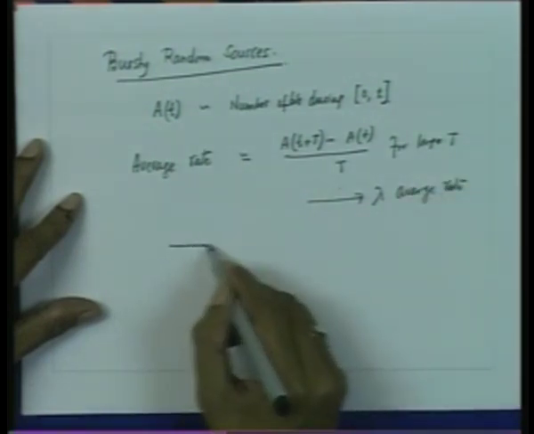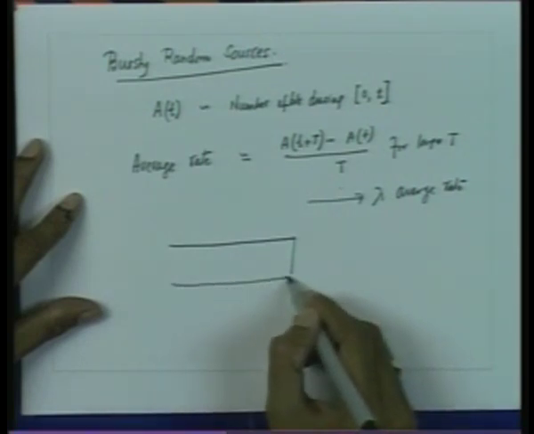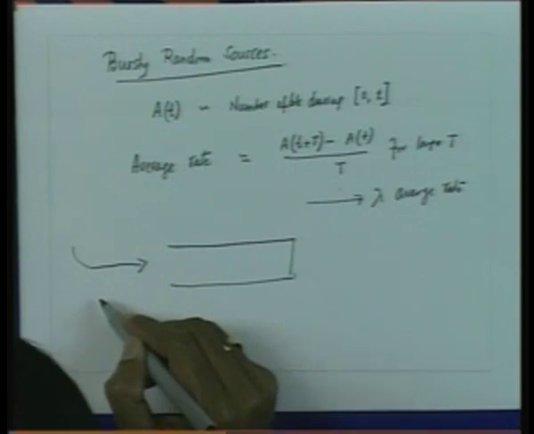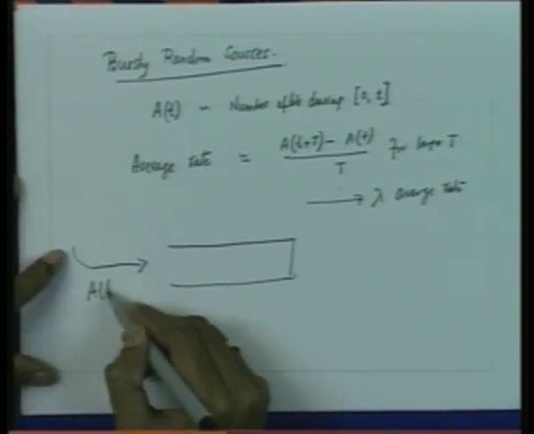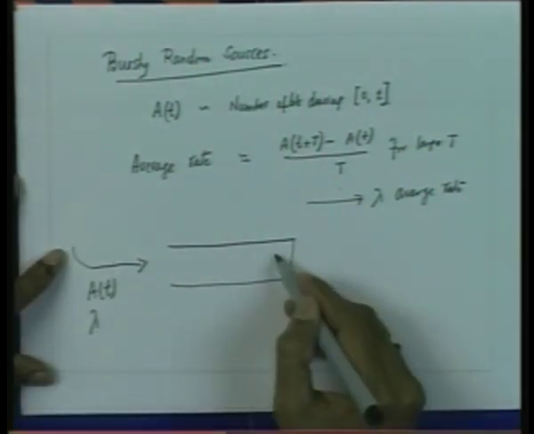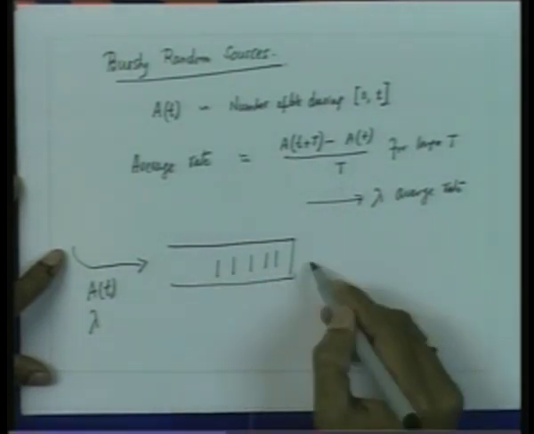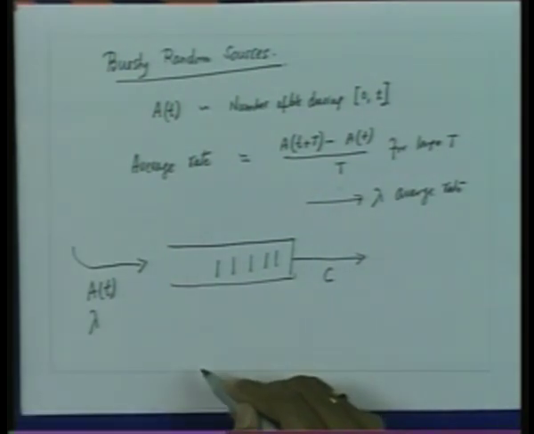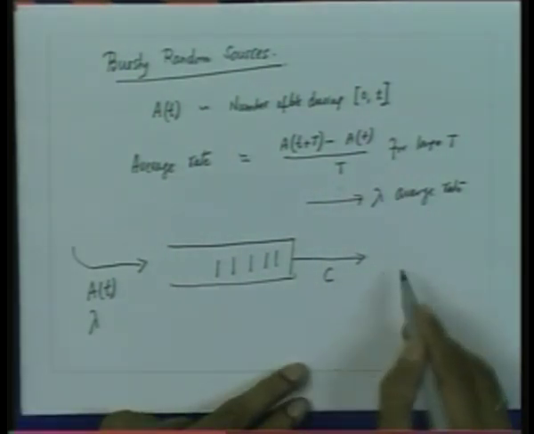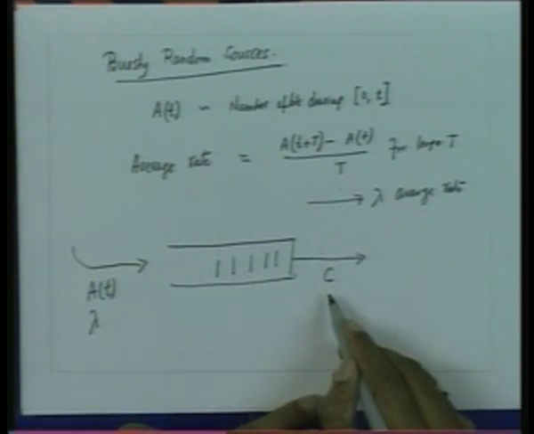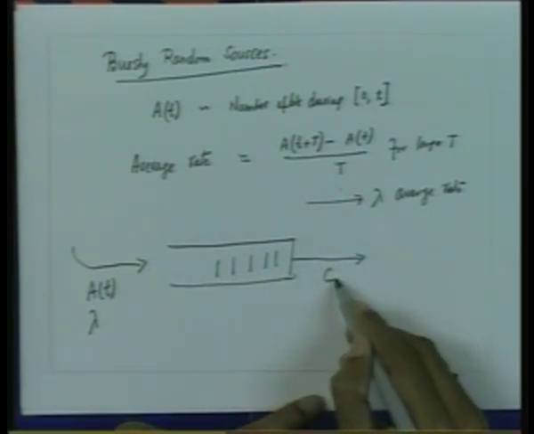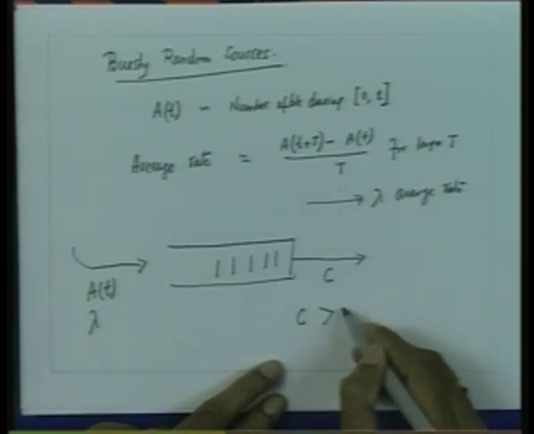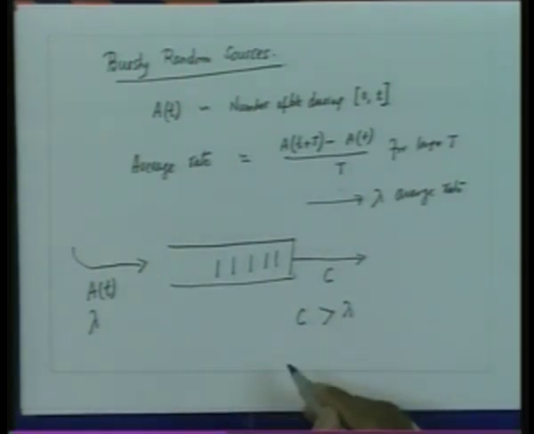Okay, so now what we are saying is that here is this fluctuating traffic source, essentially A(t), whose average rate is lambda, and it is sending traffic here, and we have C bits per unit of time or C cells per unit of time, whatever it may be, and let us say that C, the transmission rate, is greater than lambda.